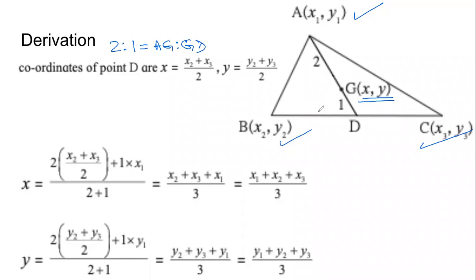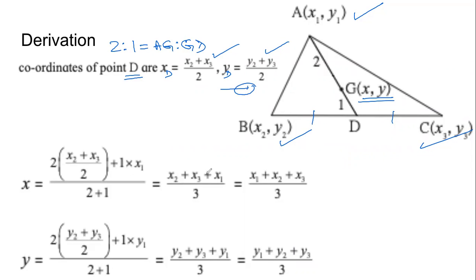Now, again, remember, D is the midpoint. Using the midpoint formula, we can say the coordinates of point D, let us call it xd and yd, otherwise we will get confused. The coordinates of point D can be calculated by this very simple midpoint formula: x2 plus x3 by 2, y2 plus y3 by 2. This is the first step.